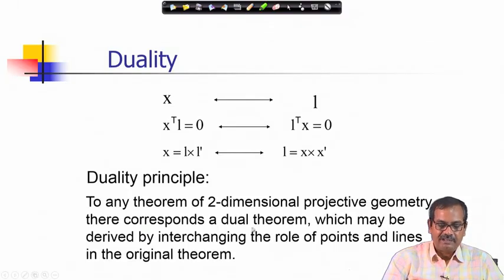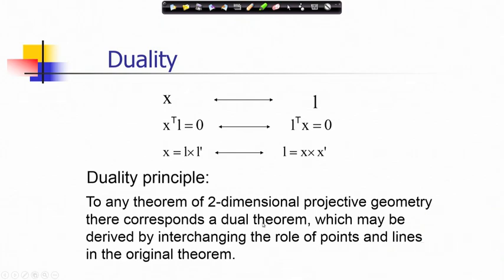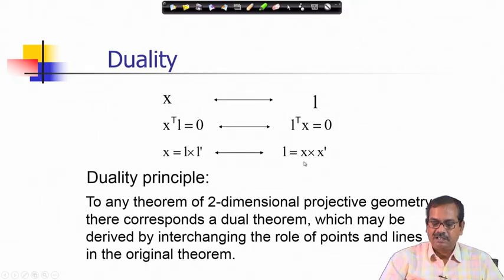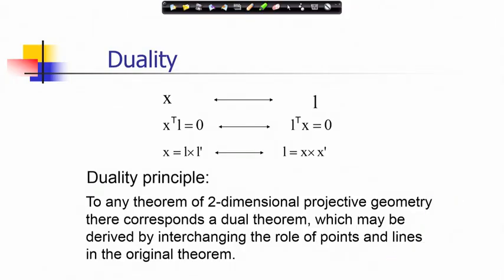What it says is that to any theorem of 2-dimensional projective geometry there corresponds a dual theorem, which may be derived by interchanging the role of points and lines in the original theorem. So, with this understanding of the duality principle, let me stop here at this point. We will continue this lecture in the next video lecture session. Thank you very much for listening to my lecture.